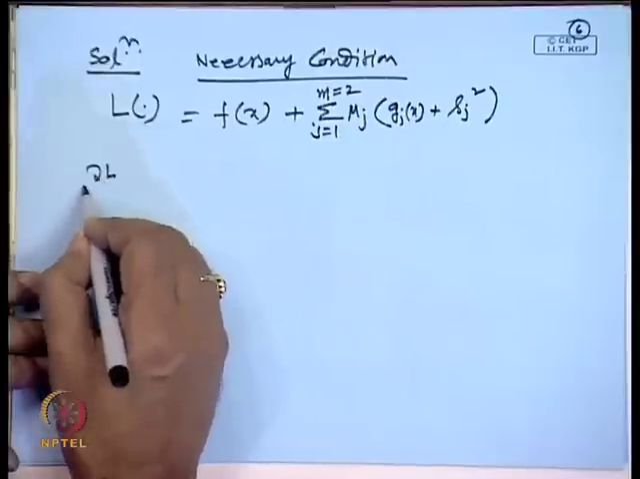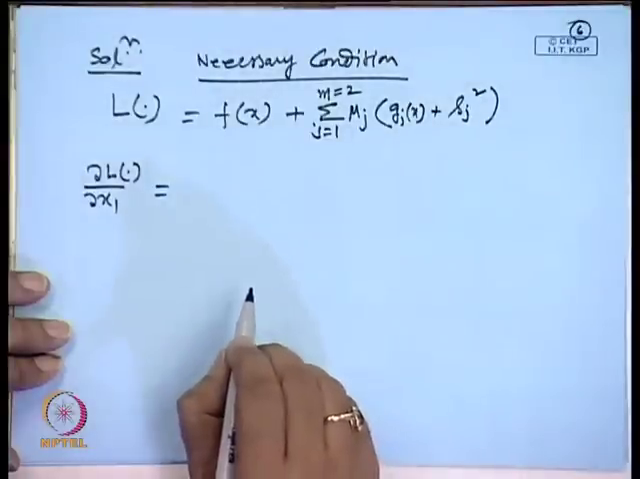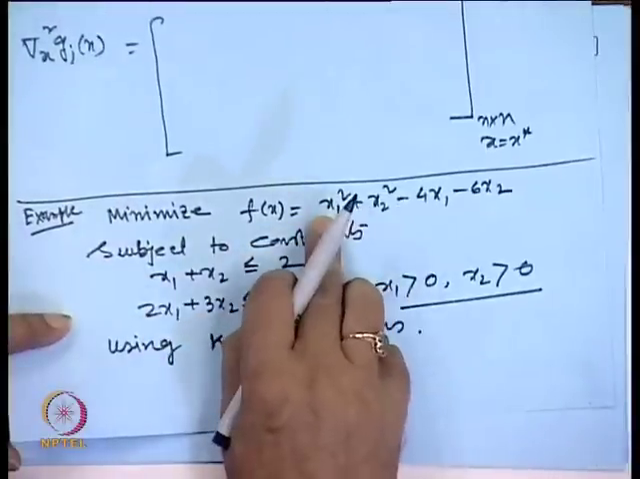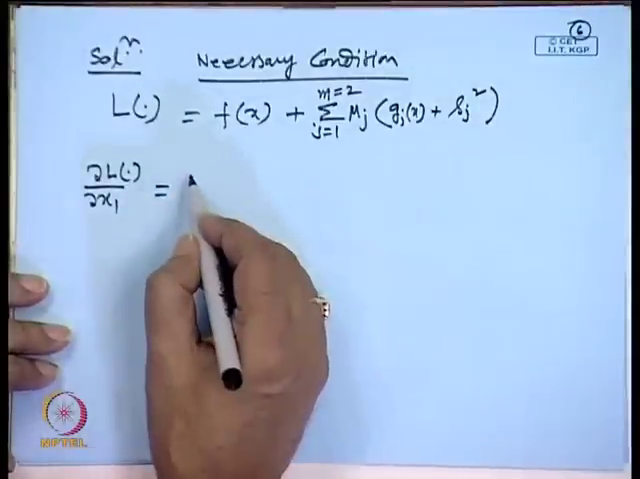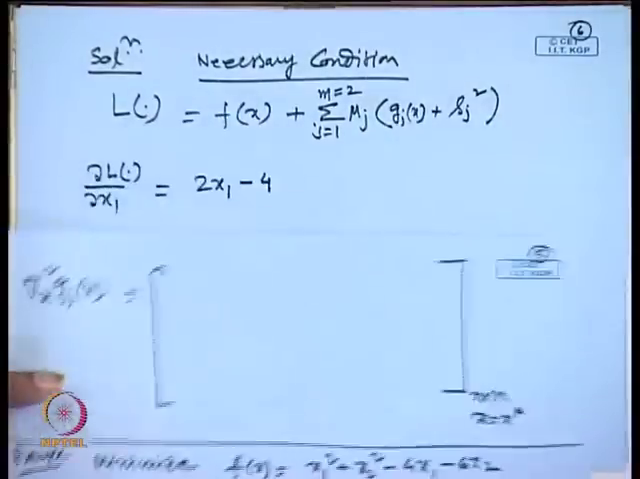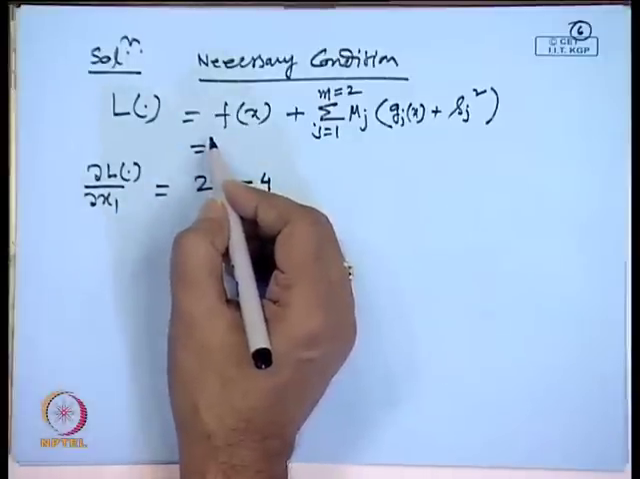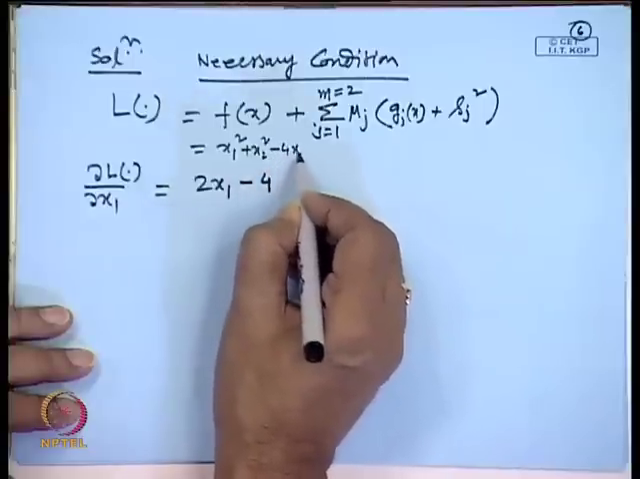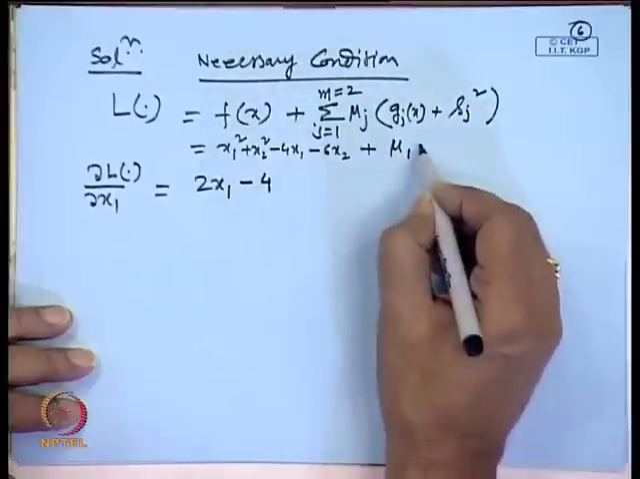So, I will find del L del x 1 equal to 0. What is f of x? It is x 1 square plus x 2 square minus 4 x 1 minus 6 x 2, plus mu 1 g 1 of x. Differentiating f of x with respect to x 1, it will be 2 x 1 minus 4.